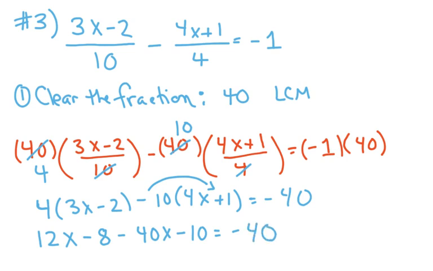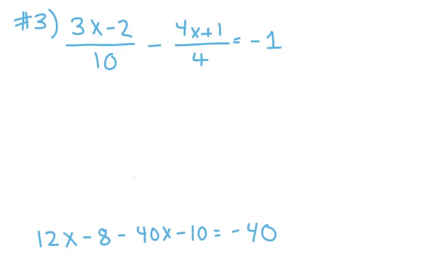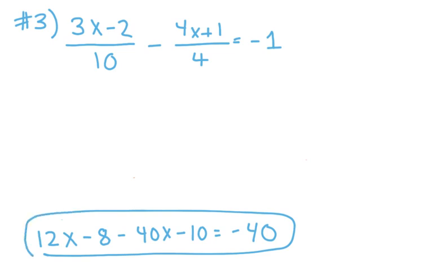So let's get some more room. Sorry. Now, I'm working with this. I want to combine like terms. What do I have? Let's put them together first. 12x minus 40x minus 8 minus 10 equals minus 40.